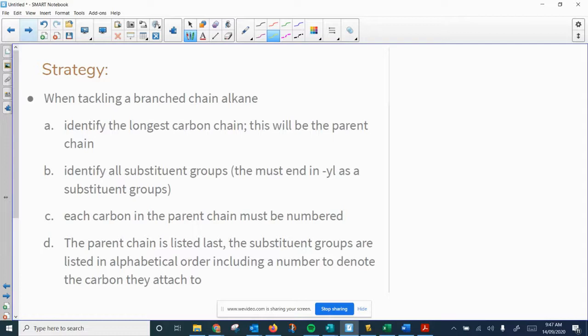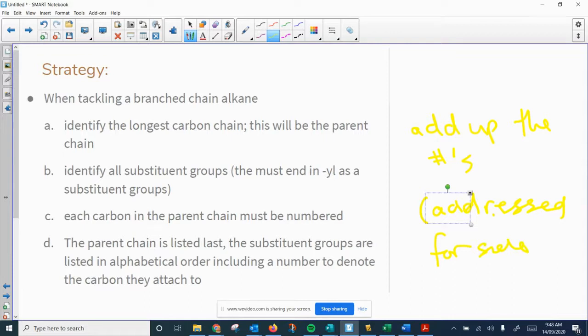Next, each carbon of the parent chain must be numbered. We always number in the direction that gives us the smallest values in our name. So left to right or right to left, it depends where the side chains are. We always count in the direction that gives us the smallest numbers in our answer. An easy tip might be to add up the numbers. If there's more than one side chain, say 2, 4 or 3, 5, 2, 4 adds up to 6, 3, 5 adds up to 8. So 2, 4 would be the correct name. When we say add up the numbers, we mean the addresses for the side chains.